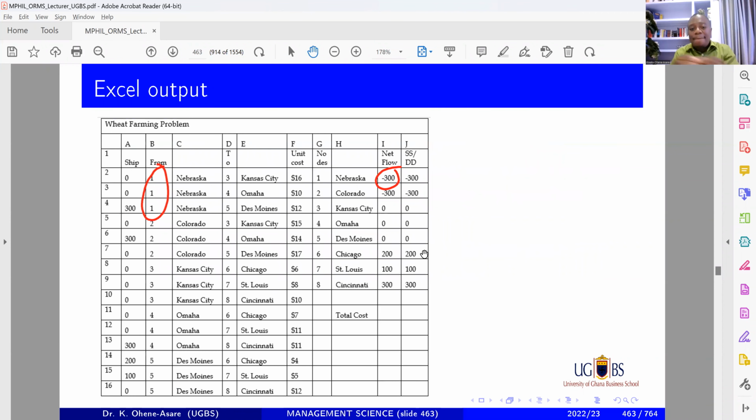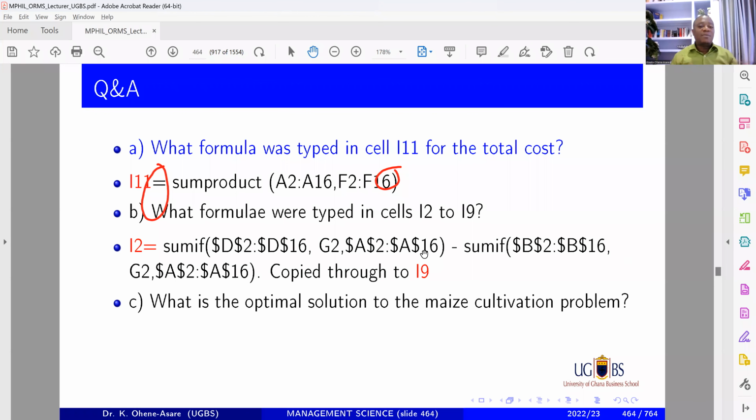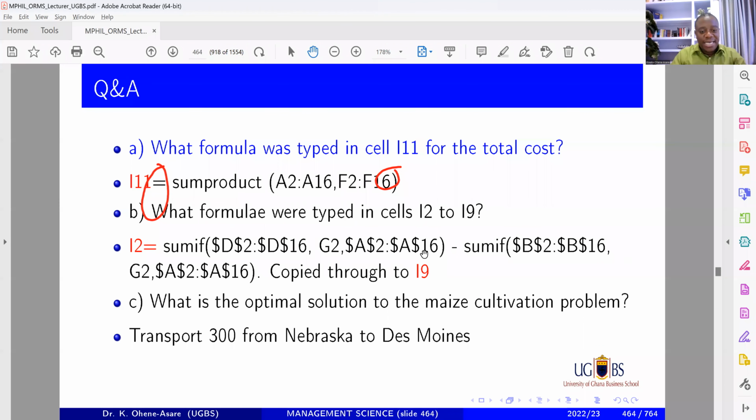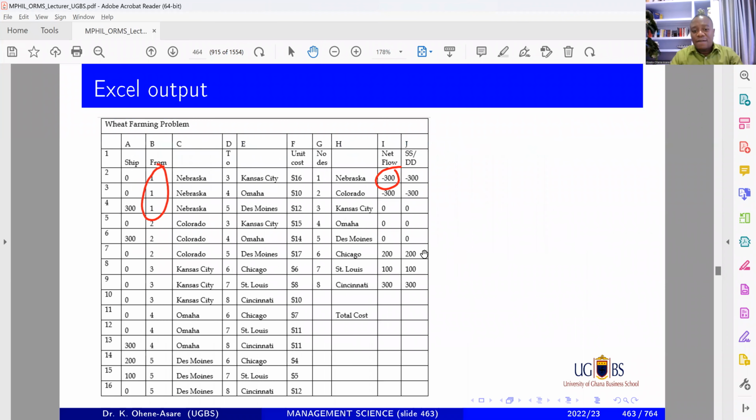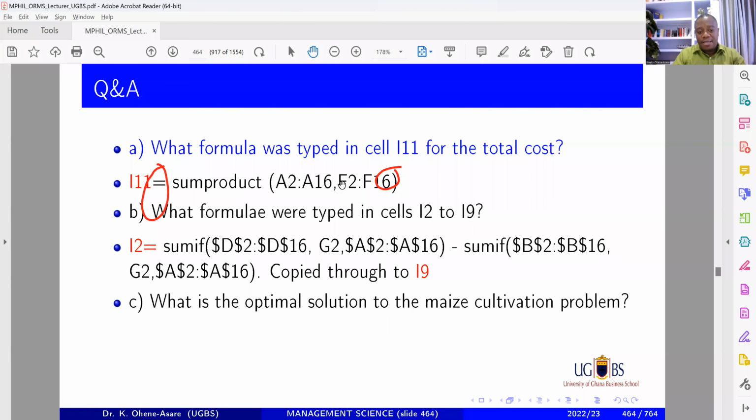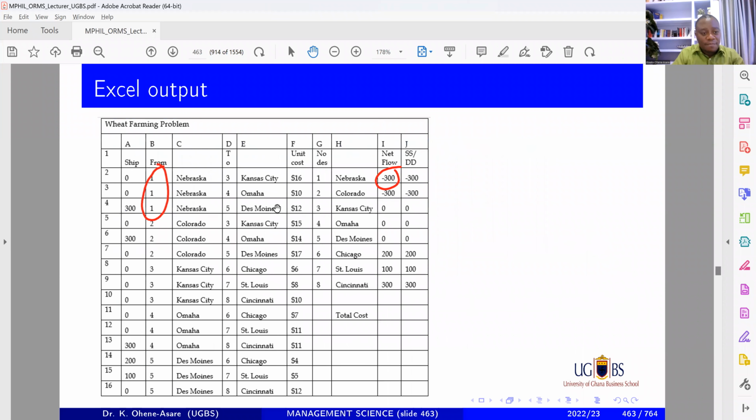Otherwise, you have to do it one by one by using the formula to be able to get it. So these are some of the formulas you will get. The last one is optimal solution. As for optimal solution, when you go to the graph, you will notice the optimal solution right there. Okay. The optimal solution is obvious. Look at the graph here.